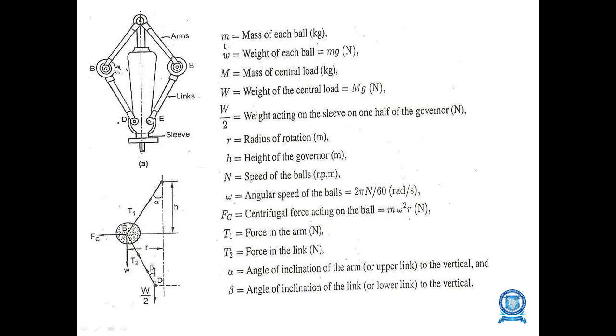Here the specifications of Porter governor are: m is mass of each ball given in kg, w is the weight of each ball in newton, capital M is the mass of central load in kg, capital W is the weight of central load in newton, r is the radius of rotation, h is the height of governor, n is the speed of the balls, omega is the angular speed of the balls, 2 pi n by 60, unit is radian per second, Fc is the centrifugal force acting on the ball, T1 is the force in the arm in newton, T2 is the force in the link in newton, alpha is the angle of inclination of the upper arm, beta is the angle of inclination of the lower arm.